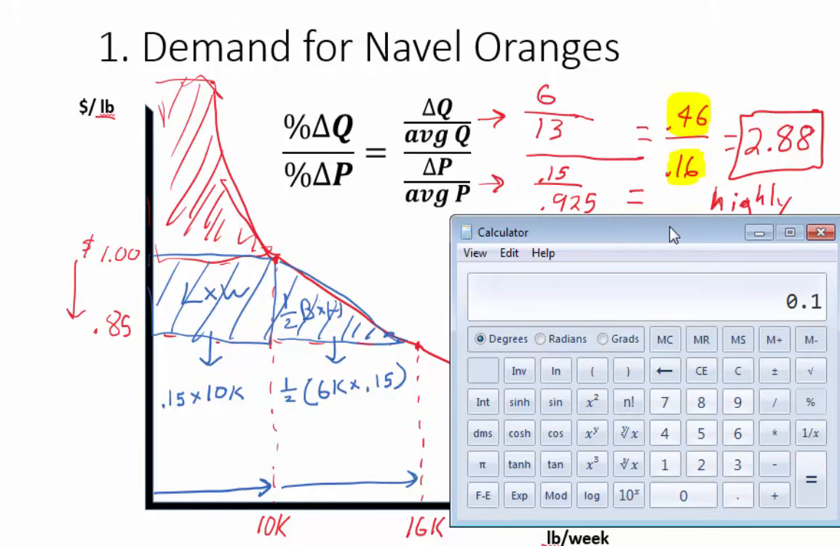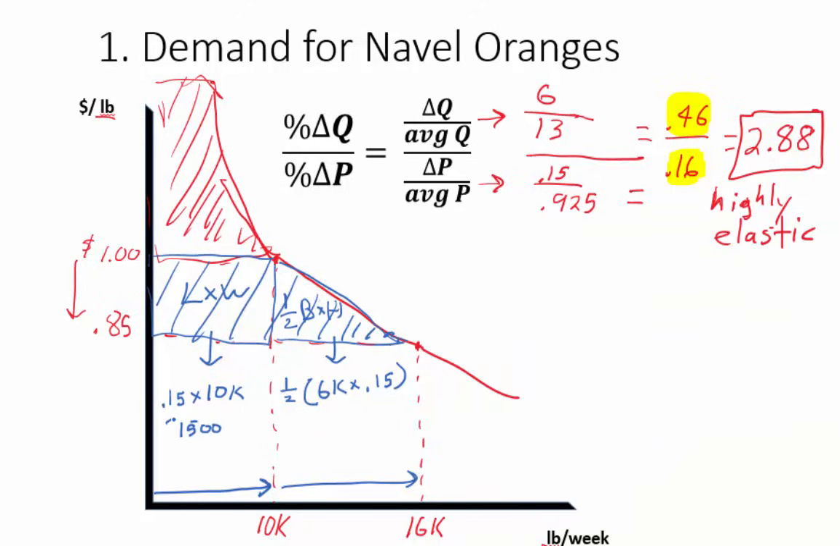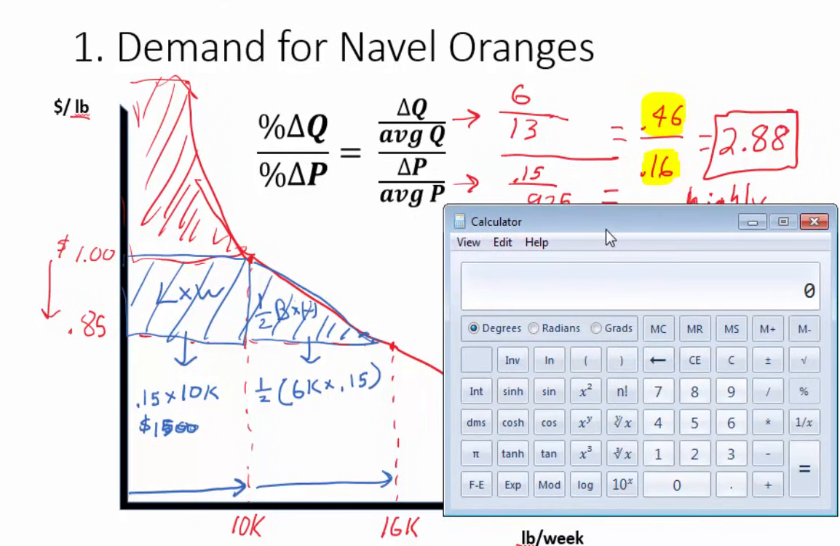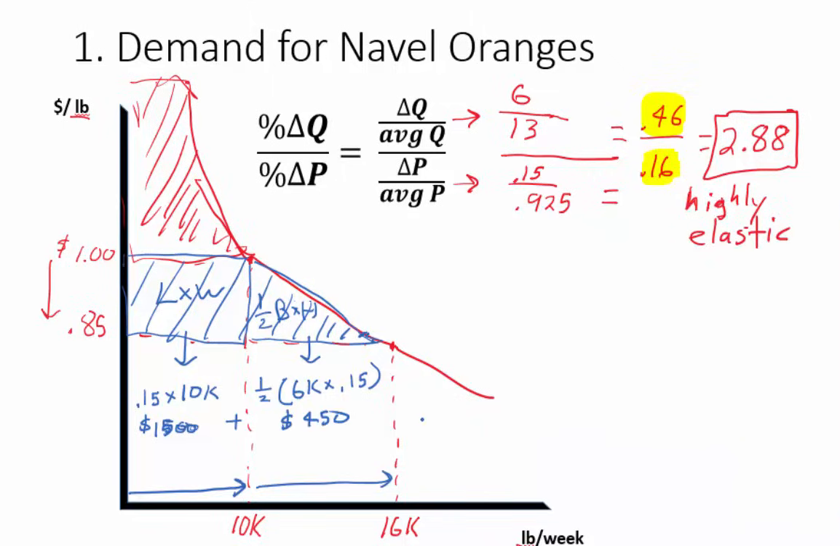First the rectangle, 15 cents times 10,000. We get an extra 1,500 of consumer surplus, and that's dollars, $1,500 worth of value for the consumers. And for the triangle, we're going to get 0.5, or 1/2, times the 6,000 times the 15-cent height. That's 450. So when I sum these up, I get a grand total increase of 1,950. Okay, so it's pretty straightforward to find the change in consumer surplus.